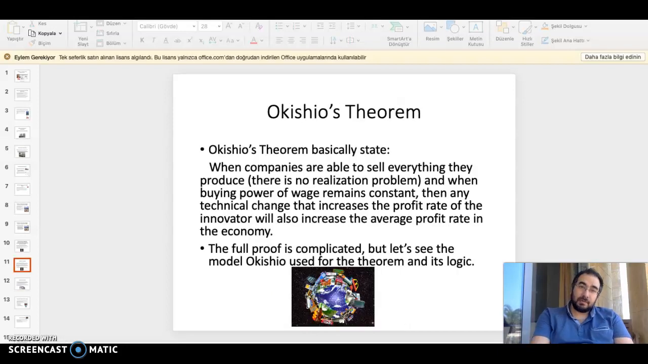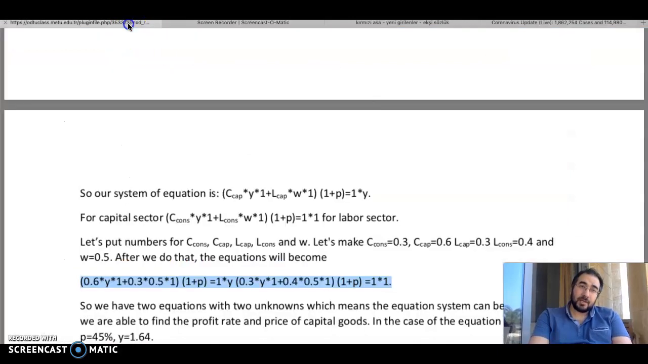And in this part, we will look back to the logic of Okishio's theorem and how he proves that when a company makes an innovation that increases its profit rate, it also needs to increase the economy-wide profit rates. So I won't show you the actual proof, but I will show the logic of the proof, for which we use a special model.